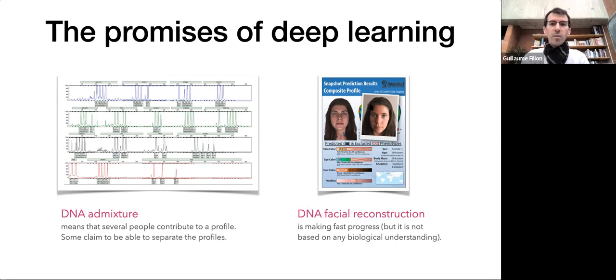So here's an example of a person whose DNA was sequenced, and they asked the machine, tell me what this person looks like, and the machine came up with that version of the face of the person, and that's the true face of the person. You can see that it's not the same, but it's kind of looking close by now. So DNA facial reconstruction is making fast progress, but it is not based on biological understanding.